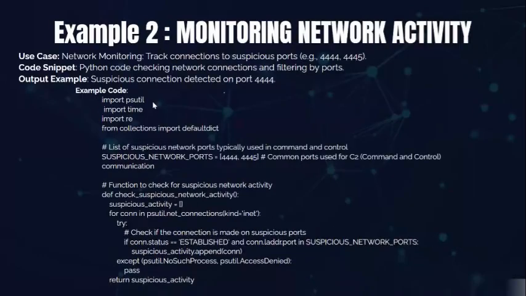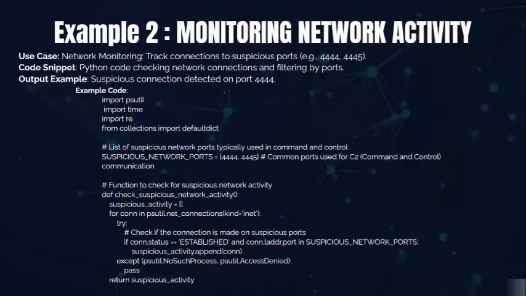The second code is about monitoring the network activity. So, monitor network connections. We check for connections on suspicious ports like port 4444 and 4445, which are commonly used by attackers for command and control communication. So I use psutil.net_connections to look for established connections on this port.